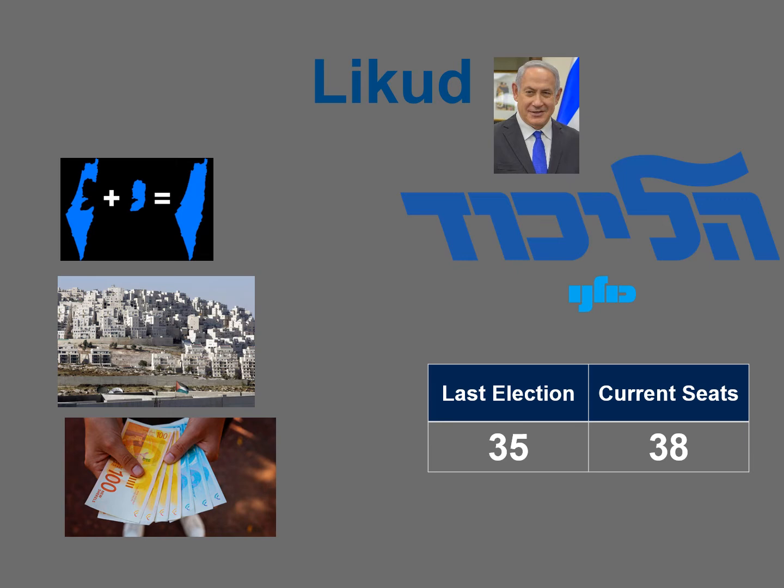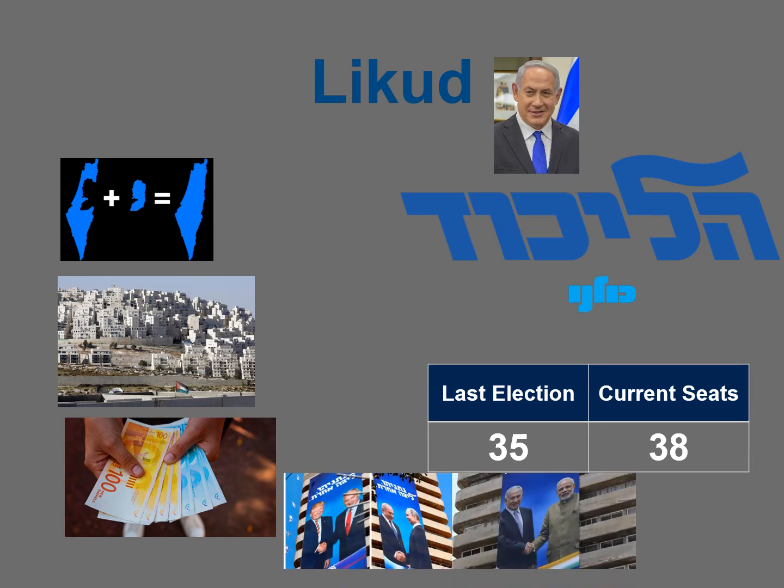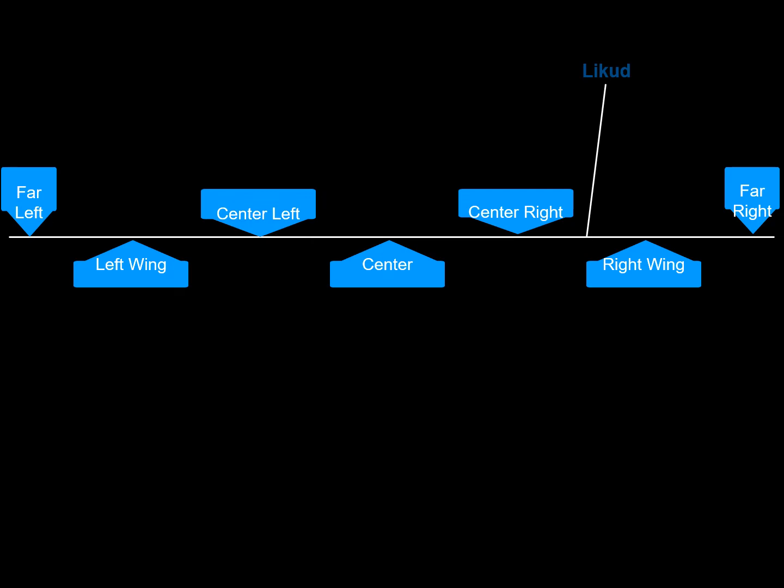A central focus of Likud's campaign has been touting Netanyahu's experience with foreign affairs, showcasing his relationships with Donald Trump, Vladimir Putin, and Narendra Modi. In an attempt to appeal to more right-wing voters, Netanyahu has also promised to begin annexing certain Israeli settlements in the West Bank into Israel proper. Overall, Likud sits between center-right and right-wing on our spectrum.